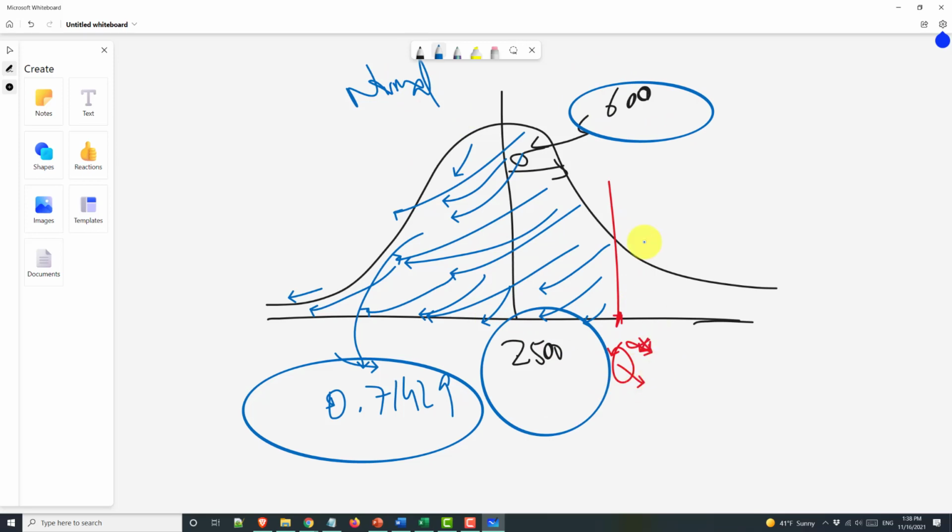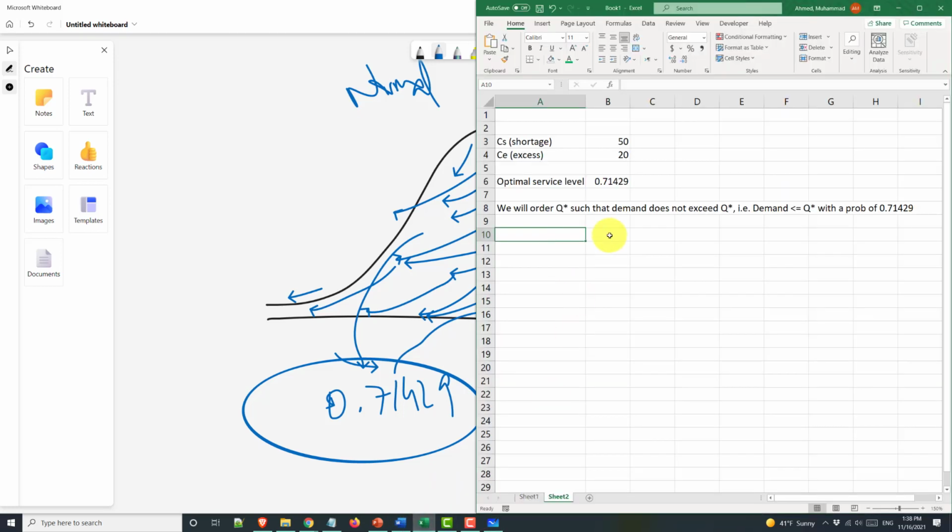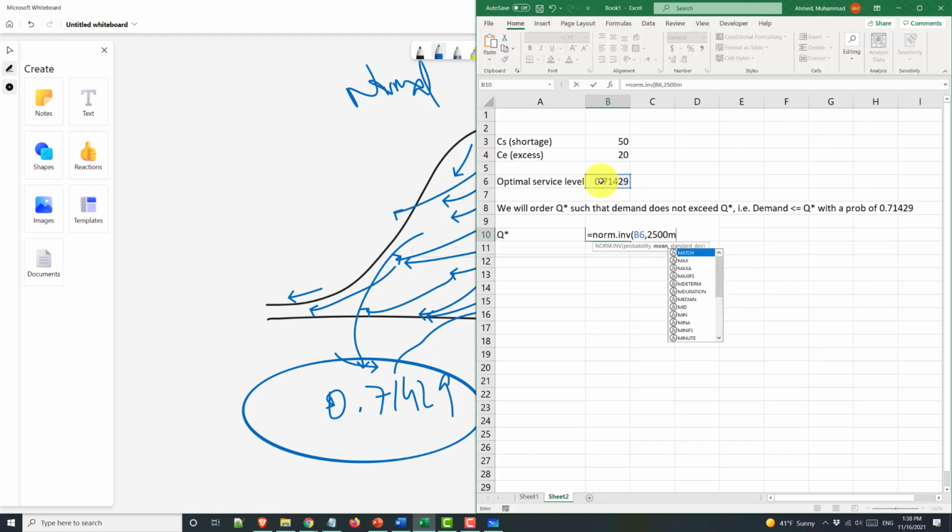how can we calculate Q star? There's a very easy formula to go from probability to a quantity. It's the inverse formula, norm INV, and we can use this formula in Excel to do that. So our Q star will be norm.inv. Probability is this, 0.714. The mean is given in the question as 2,500. Standard deviation is given in the question as 600. And so we get 2839.57.